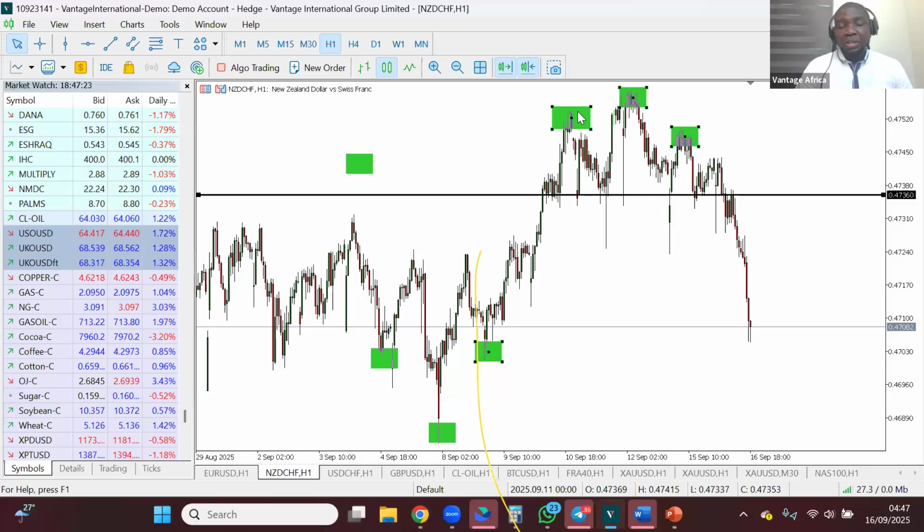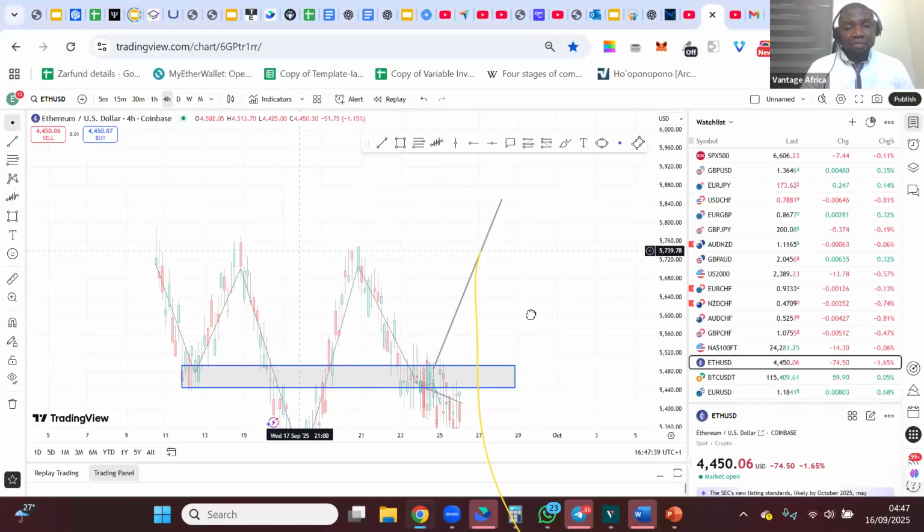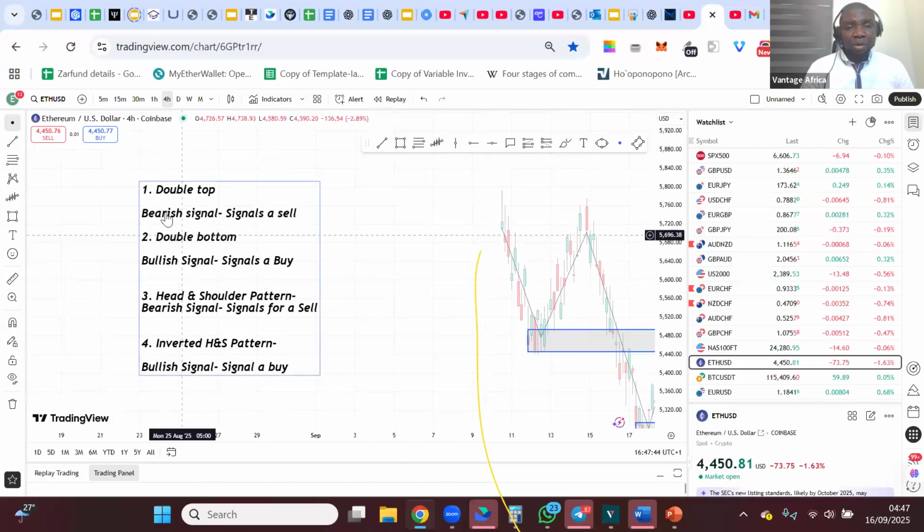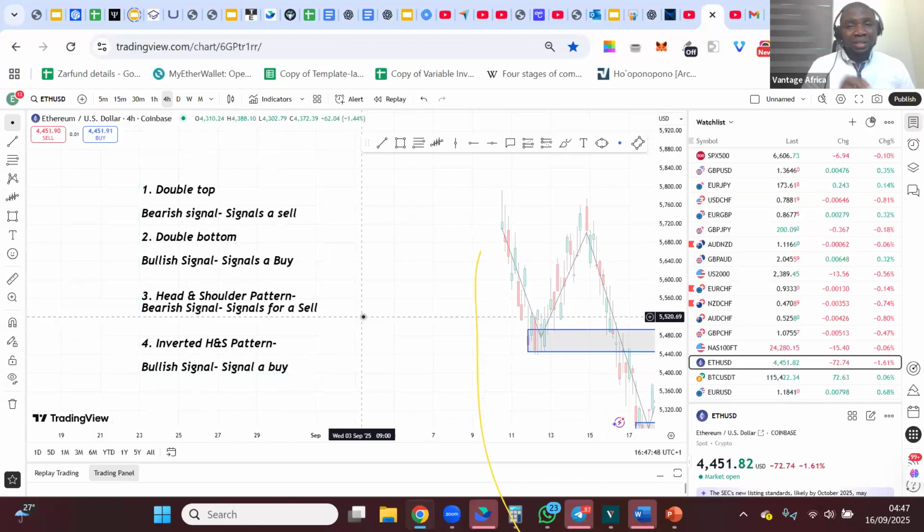Okay. So these are the 4 patterns we're going to study today. There are a couple of other patterns, but you need to go and practice this. Take your chart right now and look for these 4 patterns we talked about: the double top, double bottom, head and shoulder, and inverted head and shoulder. Look for them on your chart and mark them so that you can start to recognize them on the chart. Okay?